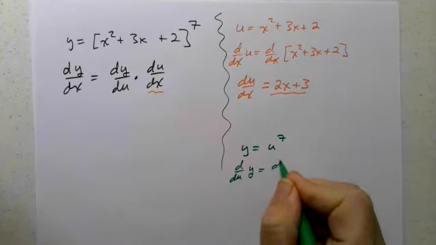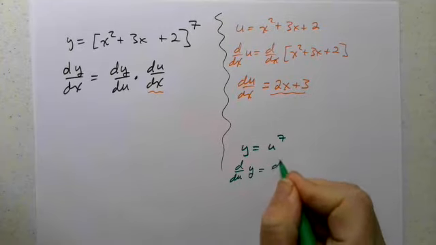So my answer is going to be dy dx will equal 7 times x squared plus 3x plus 2 to the 6th times 2x plus 3. You may be tempted to simplify this. I'm not. I mean, we're trying to discuss the properties of the chain rule. So I'm okay with leaving it in that form, at least in this example. So let's take a look at another one, similar kind of a problem.